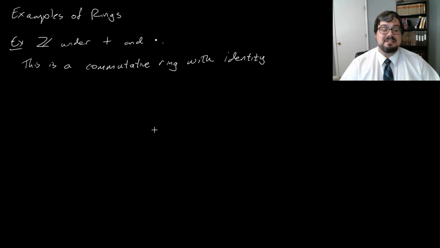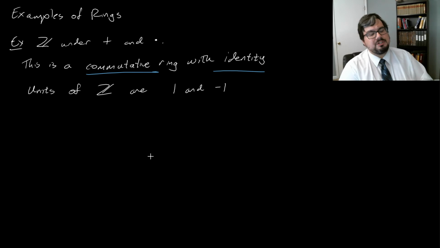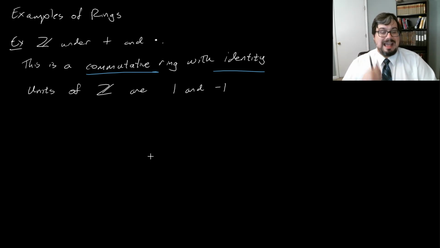Because there is an element of this ring which acts as a multiplicative identity. Now that element is exactly 1, which is part of the reason why 1 is our standard notation for such a ring. It's commutative because multiplication is commutative, and it's with identity because it has a multiplicative identity 1 that is not 0. The units of this ring Z are 1 and -1. These are the only two elements of the ring which have multiplicative inverses.